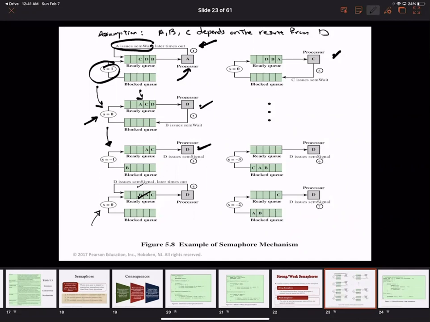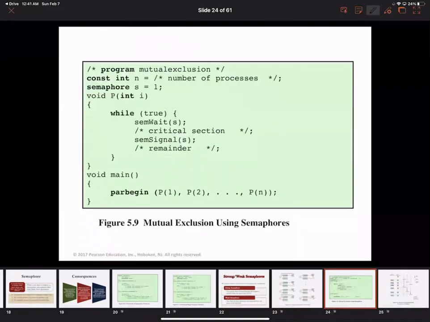So this is an example of the operation of strong semaphores. As a matter of fact, the mutual exclusion algorithm that will be discussed is based on the use of strong semaphores. We assume that they guarantee freedom from starvation, while weak semaphores do not. So strong semaphores guarantee freedom from starvation, while weak semaphores don't.